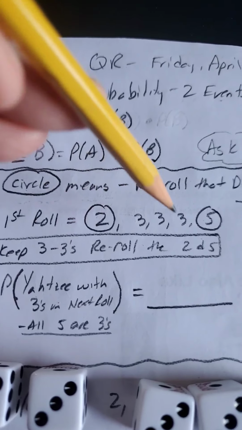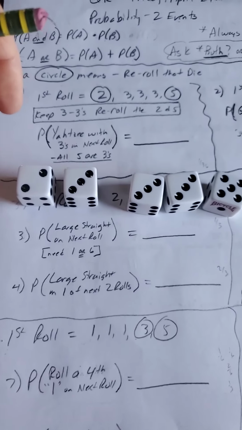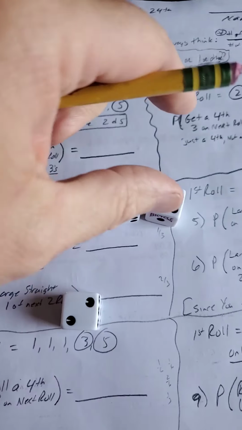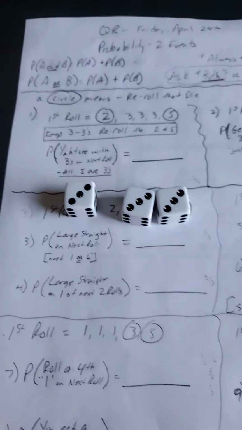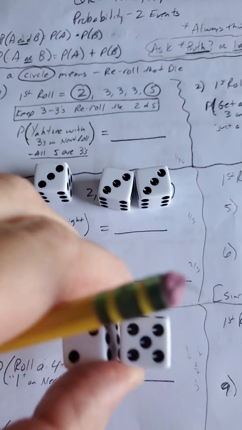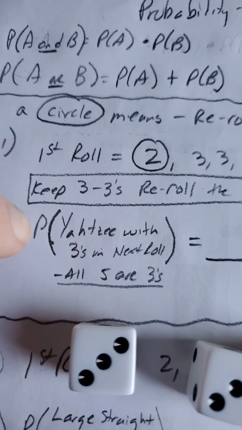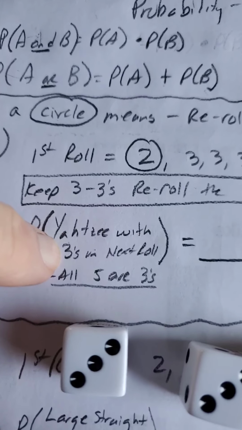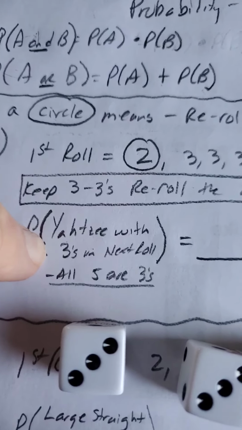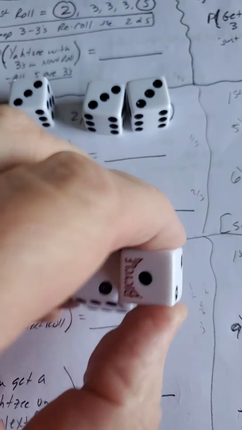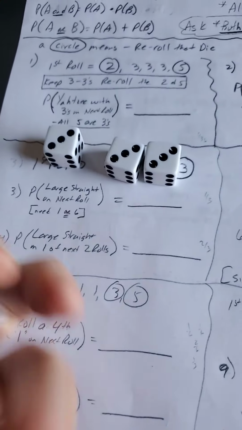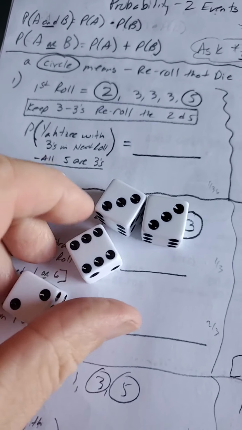Okay. Now I'm going to pick those two up. So here's what I have. I'm going to take these two out, and I'm going to re-roll these two. What's the probability that I can get a Yahtzee on the next roll? Meaning, what's the probability that both of these are going to be a 3 when I re-roll them? Okay. Boom. It did not happen.